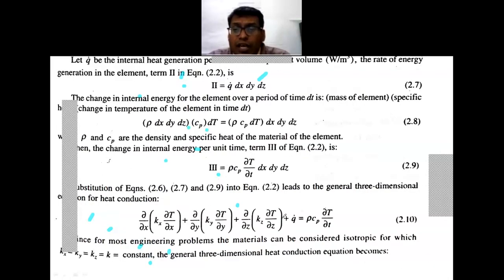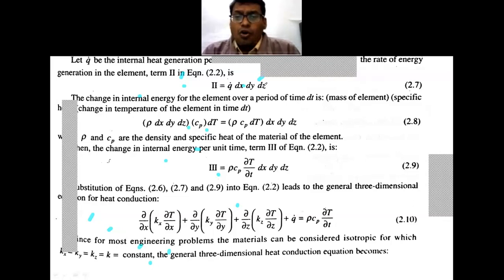So this is the first term, the net heat change. The second term is the Q dot heat generation, and the third term is rho Cp delta T by delta t. And we are cancelling dx, dy, dz, that is the volume, from all three terms. So this is the simplification of the equation of heat conduction.